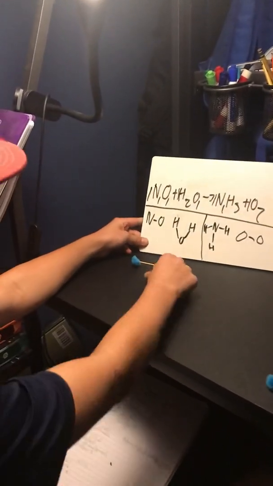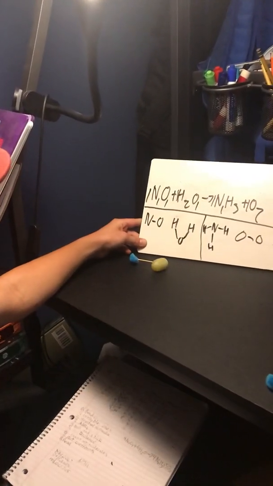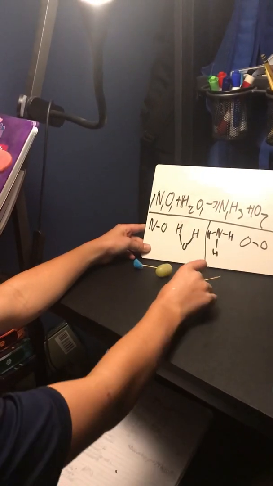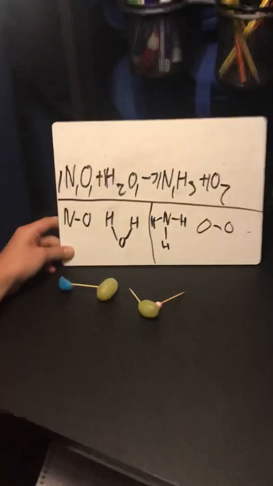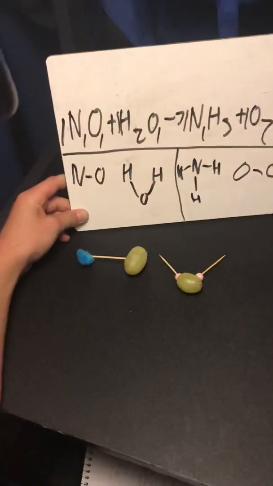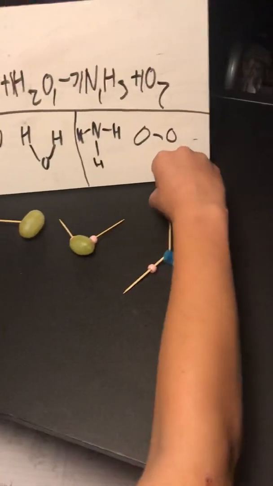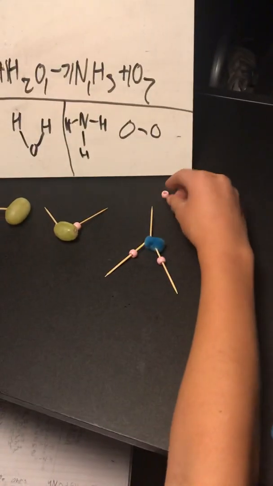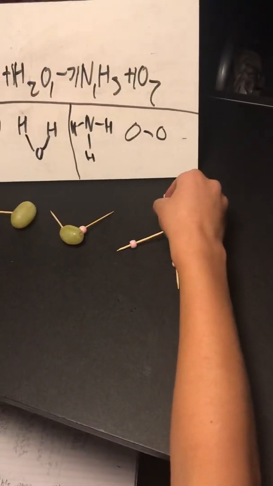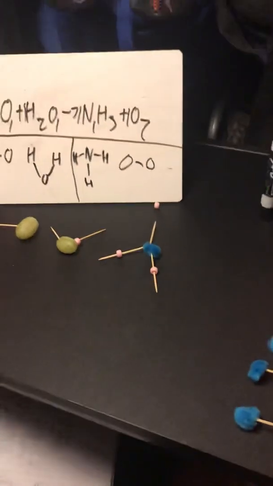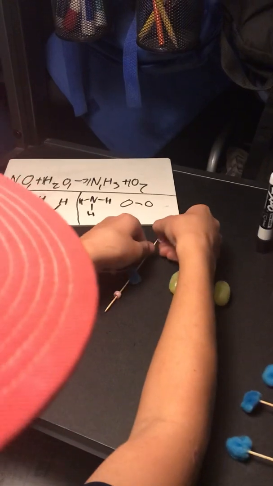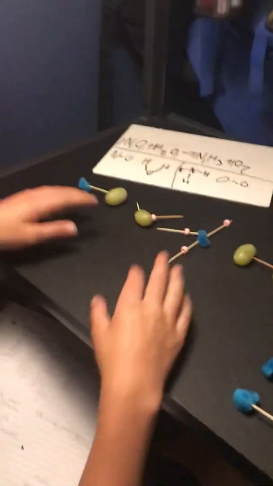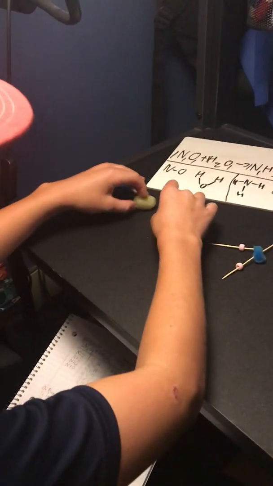So now that we have this, we can convert NO into its ball and stick model, and we can convert H2O into its model, and we can convert NH3 into its model. We can convert O2 into its model. Now that we have all of these here, we can start to balance our equation.